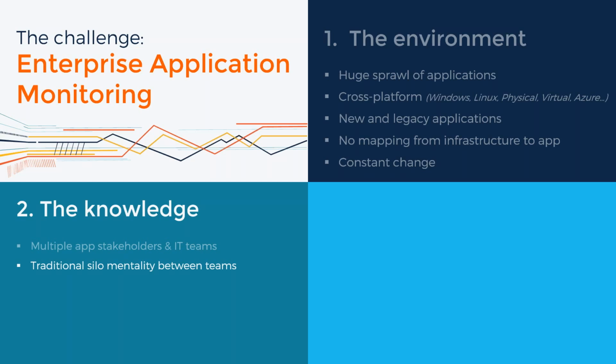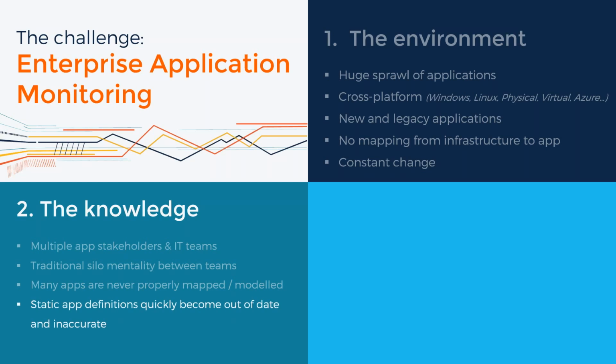And traditionally, there's a silo mentality between those teams. They're focused on their individual element of that stack and not necessarily focused on the overall application. As I said before, many apps are never properly mapped or modeled, so that initial knowledge of where that application is deployed perhaps was available at the time it was deployed, but the person responsible for that has maybe moved on. Maybe that documentation is now out of date.